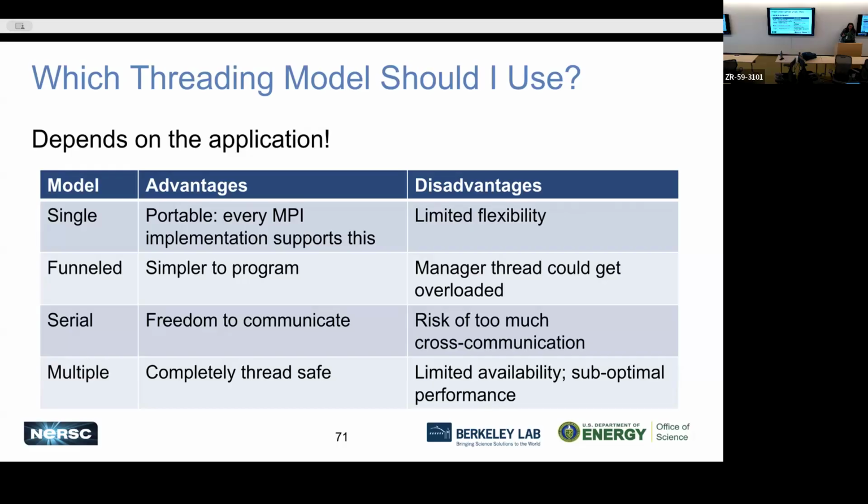Multiple is allegedly completely thread safe. I guess it's not as much limited availability nowadays. I mean, it's pretty much available everywhere. Personally, I think it's also really hard for them to test to be sure that it really is thread safe. And so you could run into some of those corner cases where it's not exactly thread safe. And sometimes it can have suboptimal performance. And like I said, the vast majority of the time, you can write it in any of these other models, and you don't really need multiple.